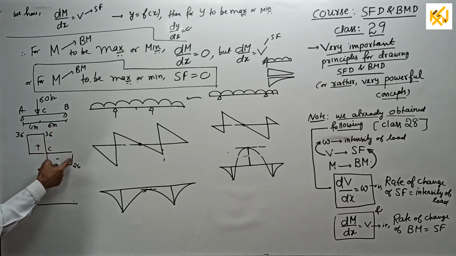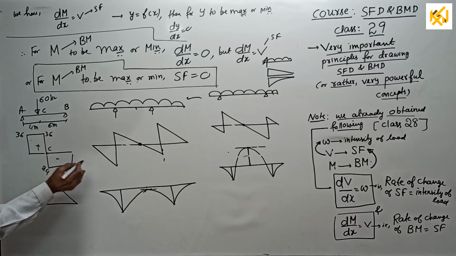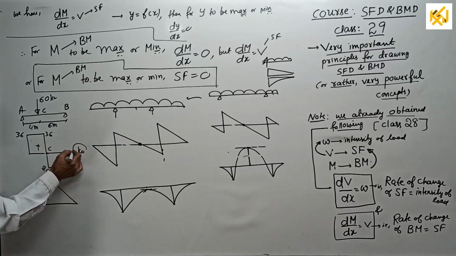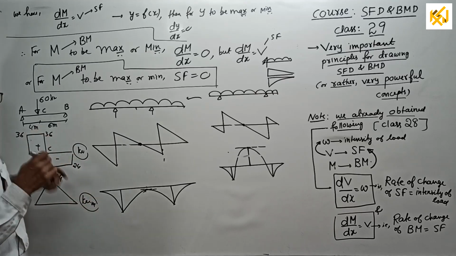How much is it? Do I require a calculator? No. 36 into 4 is 144. Okay, 144. The unit I am not writing. The shear force will be in kilonewton, and this will be in kilonewton meter. That you don't bother about. See now.